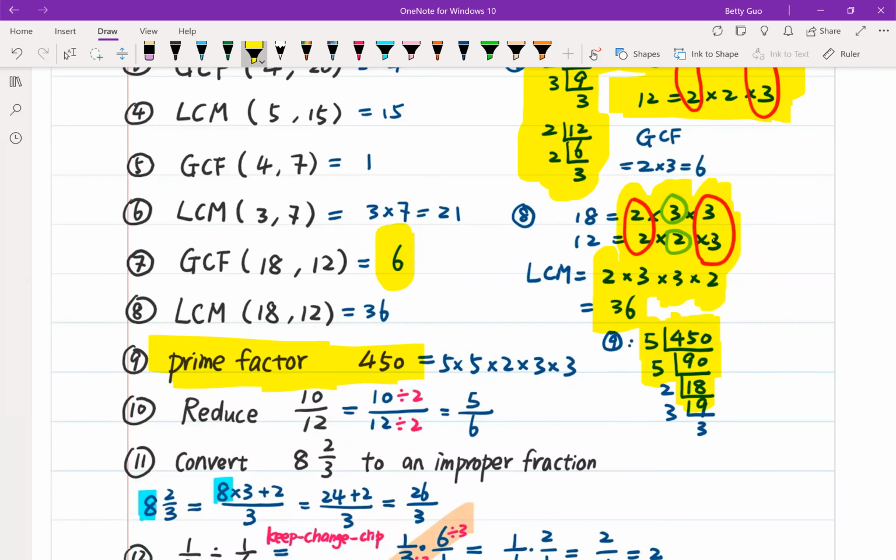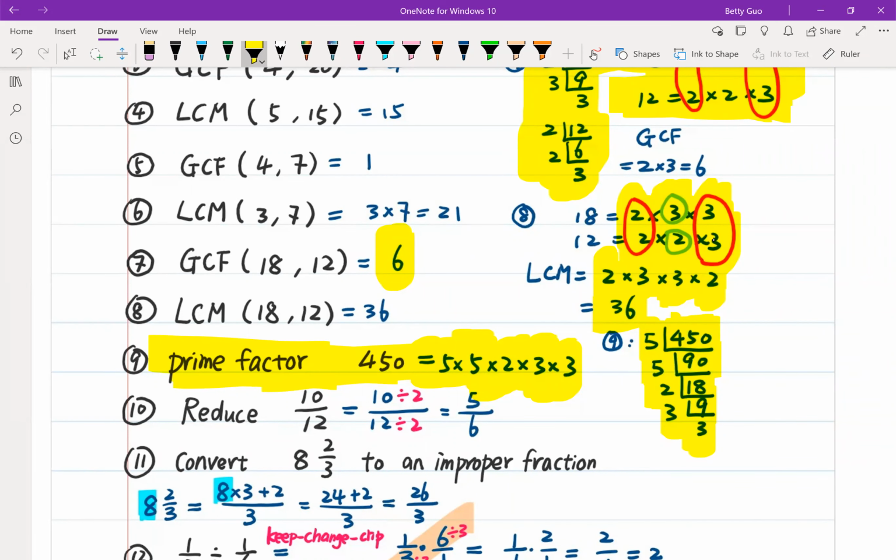18 is even. It is divisible by 2. Divide 18 by 2, we have 9. 9 equals 3 times 3. So 450 equals 5 times 5 times 2 times 3 times 3. That's the prime factorization of 450.